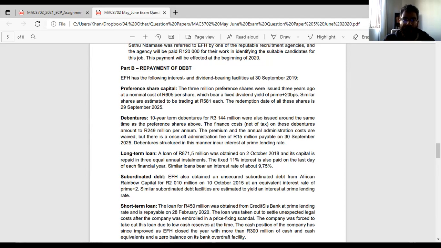Remember, when it comes to preference shares and when it comes to debt, the first question you want to ask yourself is what is given and what needs to be calculated. Generally, either the market value is given or the market rate. So whichever one is given, most likely the other one needs to be calculated. Now, before you start calculating, you must ask yourself another question. Is this instrument redeemable or non-redeemable? If it's redeemable, it means there is a specific repayment date.